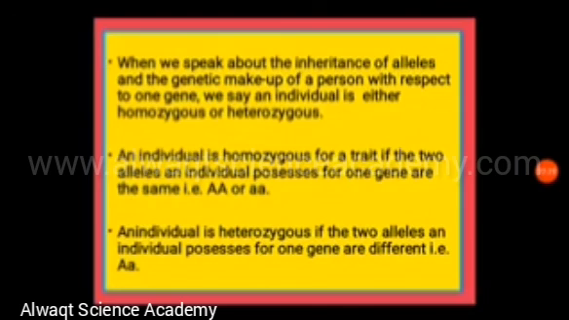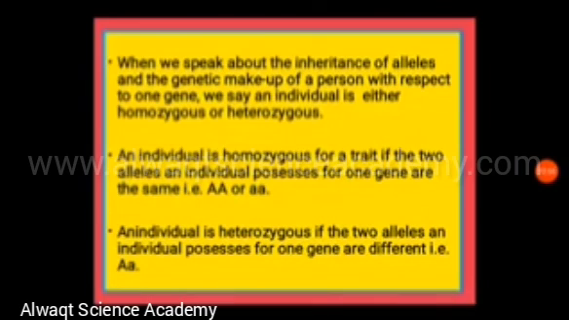So it may be capital letter or small letter. Capital letters mean both alleles he has inherited from both parents are the same and they are both dominant. You can use small letters if the alleles he has inherited from both parents are small letters. So as long as the individual has the same kind of allele for a particular trait from both parents, we describe that individual as being homozygous for that particular trait.